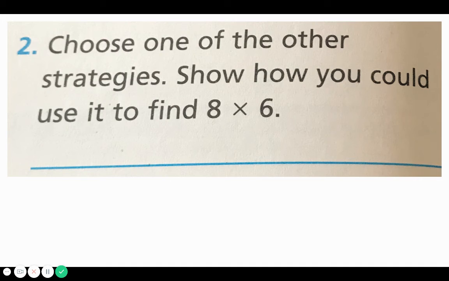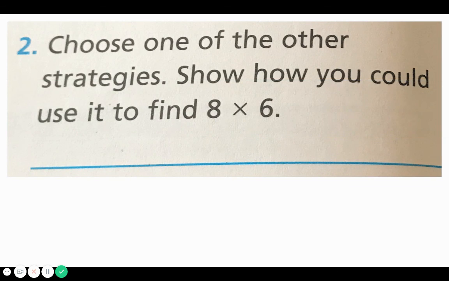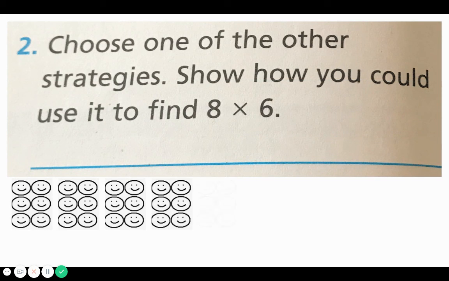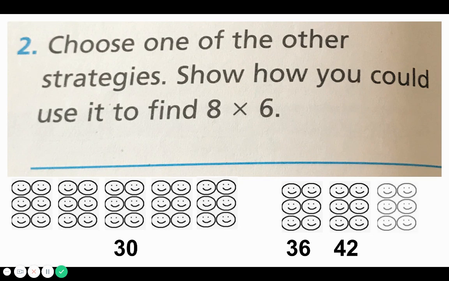And choose one of the other strategies to show how you could use it to find 8 times 6. So we'll do strategy 1. Start with 5 times 6 and then count by 6 from there. So we know that 1, 2, 3, 4, 5 groups of 6 is 30. We're going to need 3 more groups of 6 to make 8 groups of 6. So 30 plus 6 is 36. 6 more than that is 42. And 6 more than that is 48.